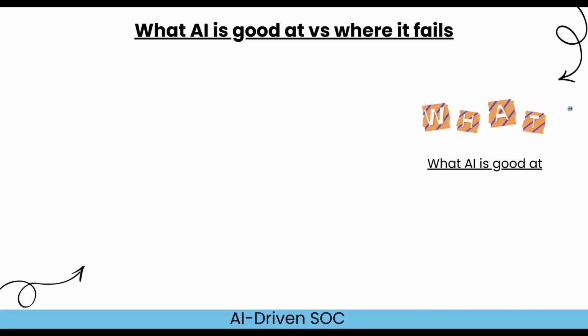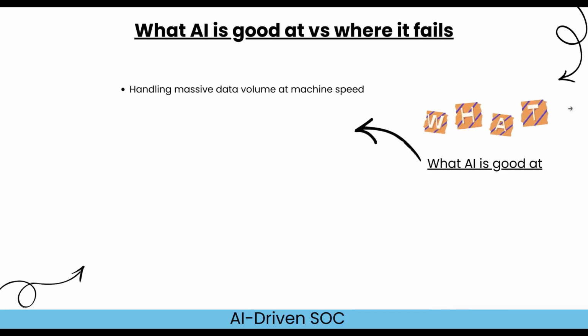The areas where AI is good at is handling massive amounts of data at machine speed. This is evident. AI can handle huge amounts of data and huge numbers of alerts at a really fast speed, which cannot be matched by a human. We all agree on that.